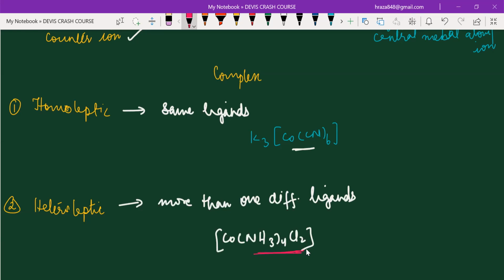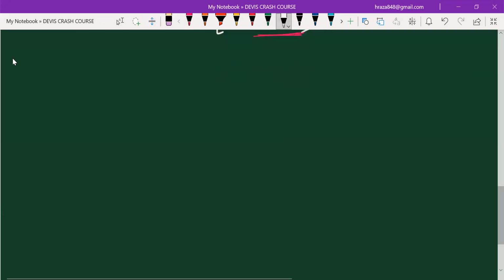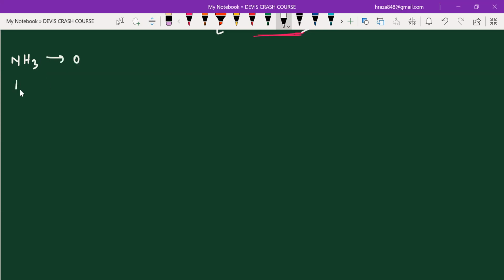It's very important to remember some of the ligands on the basis of charge, because it will be very helpful to calculate the oxidation state, and without oxidation state the nomenclature will be incomplete. So NH3 is neutral, H2O is also neutral, and if you have 1,2-diaminoethane, that is also neutral. Methylamine is also neutral.